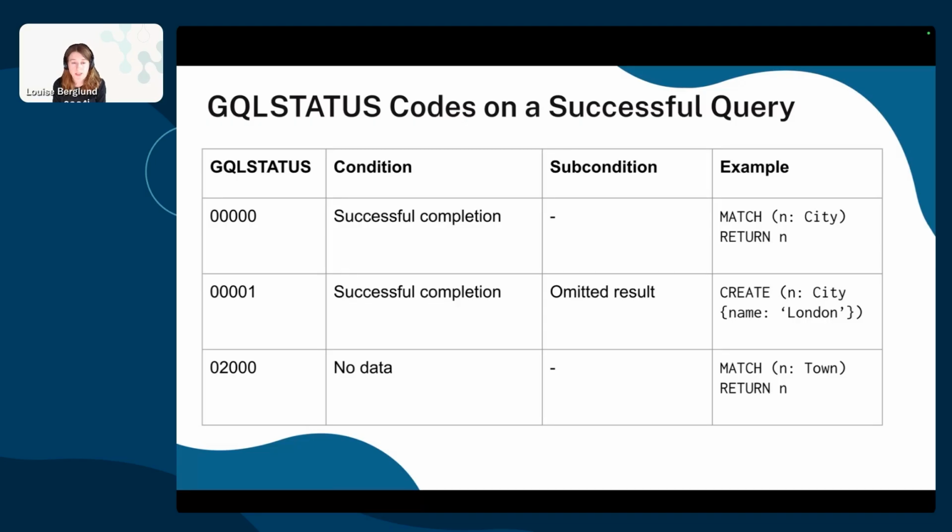In our case, we instead got a 00001 successful completion omitted result. So these are queries that didn't give a result, but also wasn't expected to because we didn't have a return. In this case, we had just a create. And then we have the case no data with 02. This is if you run, let's say, a match query or similar, something where you expect to have return rows, but you didn't get back any rows, but also no errors. So these are the three different codes you can get on success.